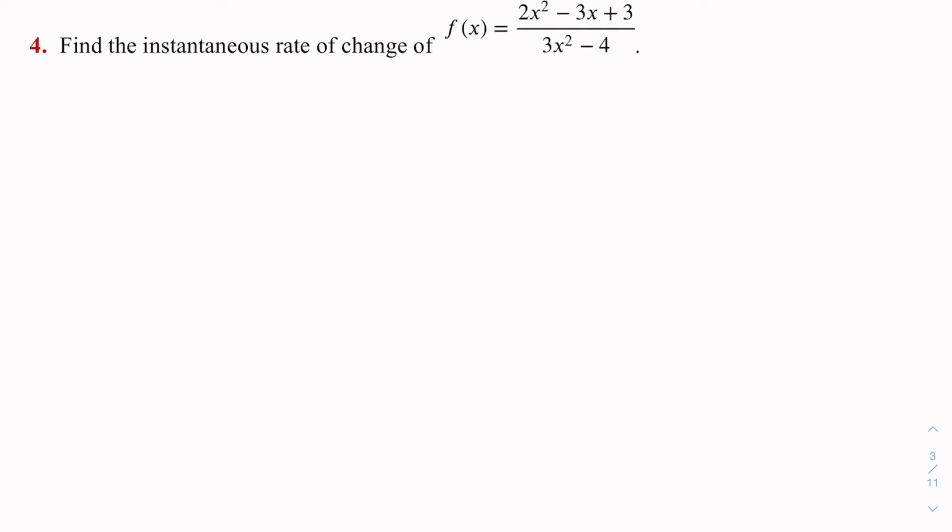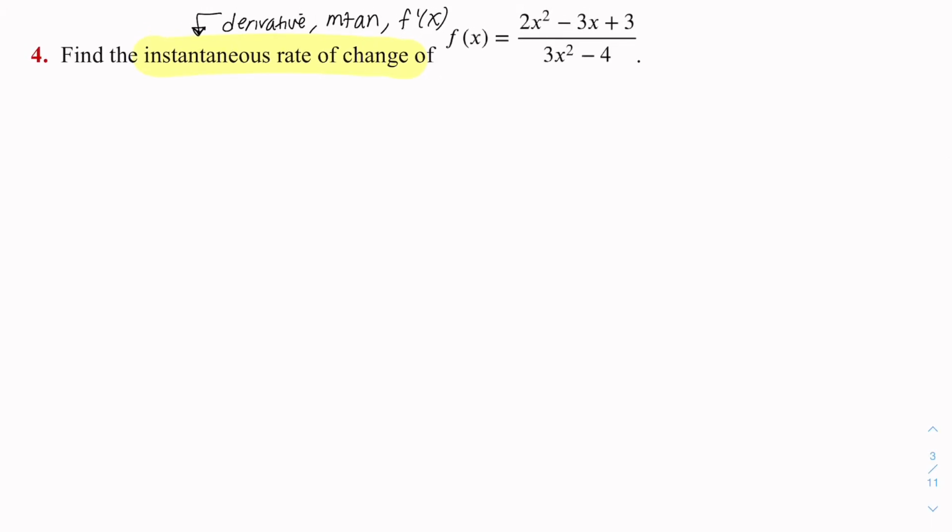Okay, number 4, find the instantaneous rate of change. That's just code for the derivative, or the slope of the tangent line, which we usually just abbreviate as m tan, or f prime of x. Please be comfortable with all of these interchangeable terms. So we're finding the derivative of this expression. Clearly we'll be using the quotient rule here. So let's sing our little song.